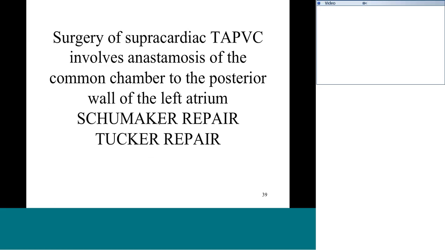In Tucker's repair, cut the right atrium, go into the interatrial septum, cut the interatrial septum, go into the posterior wall of the left atrium, cut the posterior wall of the left atrium, then you will see posteriorly the common chamber. Cut the anterior wall of the common chamber, anastomose it, then come back to the atrial septum, close the atrial septum, come back to the RA wall, close the rest. So it's basically just a technical difference between the two, but both achieve the same purpose.